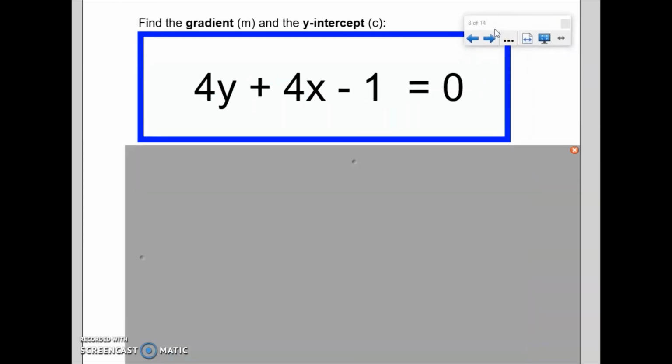Okay, last one for you to have a go at. Again, could you please pause the video at this point, work through finding the gradient, the y-intercept, and also have a go at sketching the graph?